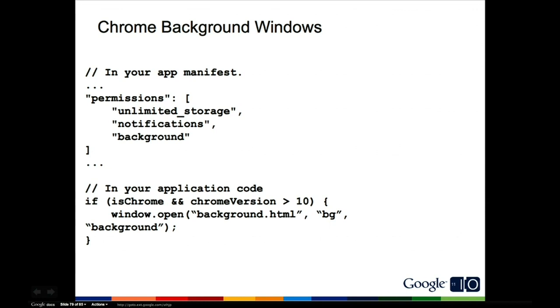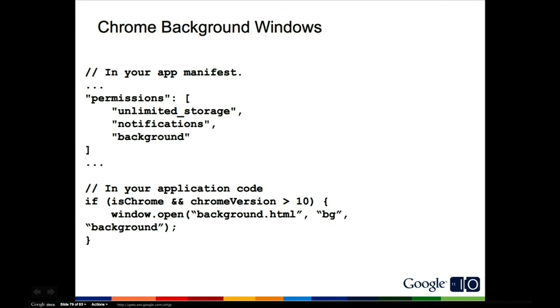All you need to do is go into the manifest file for your Chrome app, which is in the bundle you submit to the store, and there's a section called permissions. So you see we have unlimited storage, notifications. You add one called background. Then you're going to do a window.open call, just like you always have, and instead of at the end where you would put status, height, width, leaving all that out, you're just putting background.